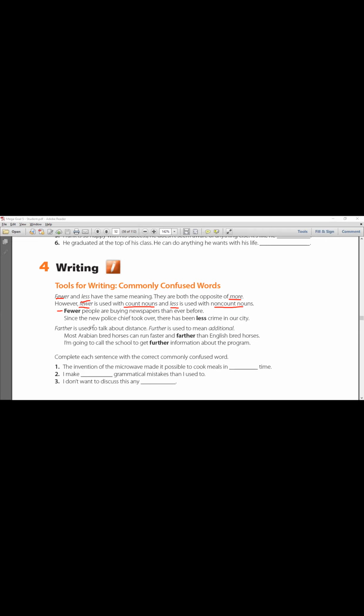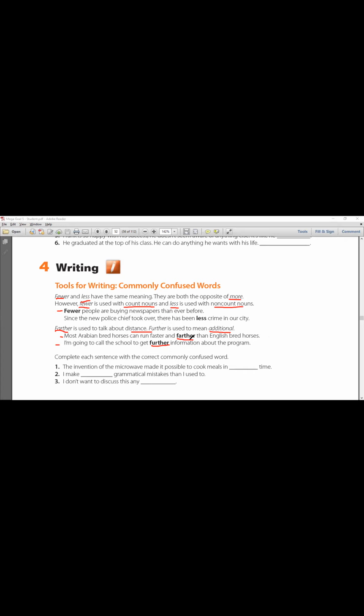Now, farther is used to talk about distance, while further is used to mean additional. So pay attention to that. Farther is about distance, that is, it's all about distance. While further is used to mean additional. Now, this is an example. Most Arabian bred horses can run faster and farther than English bred horses. So farther means more distance. I'm going to call the school to get further information, more information. You see, further, more information about the program.